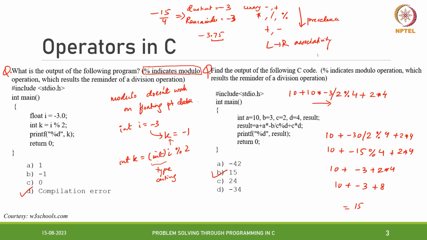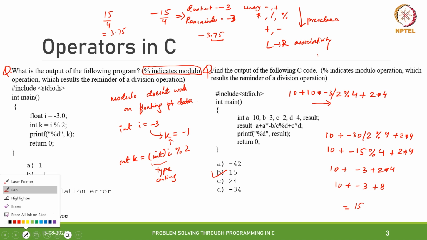Similarly with positive values as well. If you have 15 by 4, this will be 3.75. So we'll keep 3 separate, and 0.75 will be our remainder. That will be the cause of the remainder part. Okay.